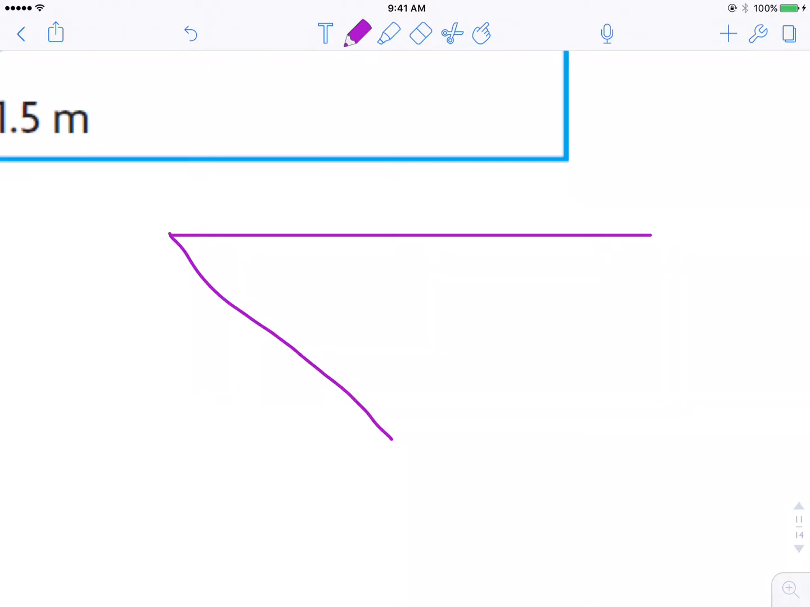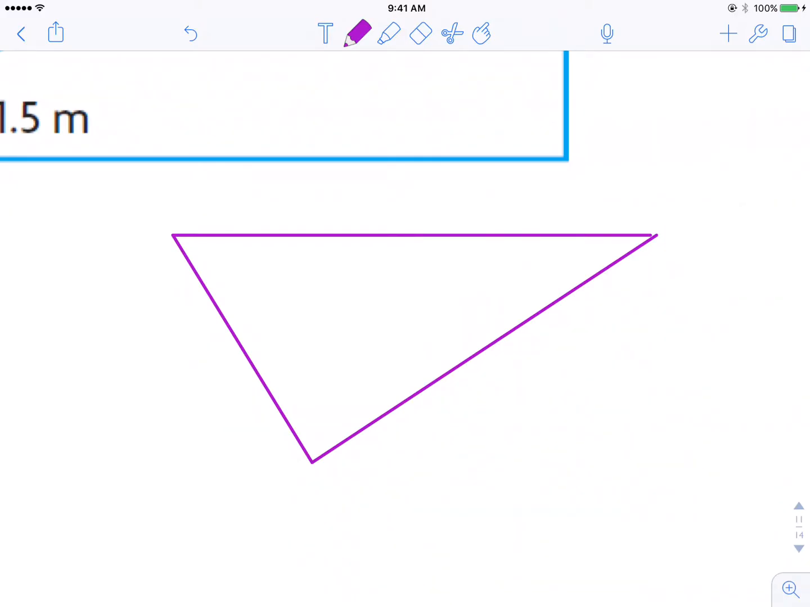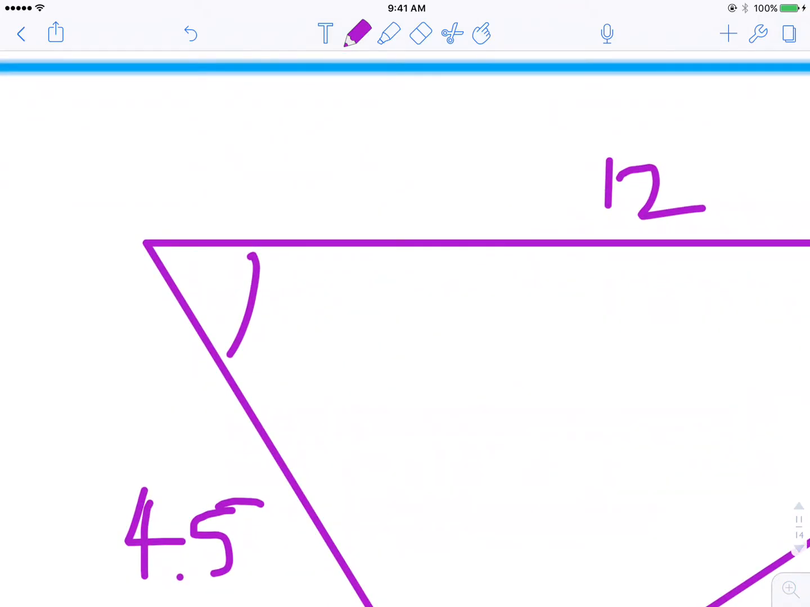This is 4.5. This is 12. Alpha is what I'm looking for. And I know that this angle is not 71 but 60. Oh, I said 71, it should be 60. It should be 70.